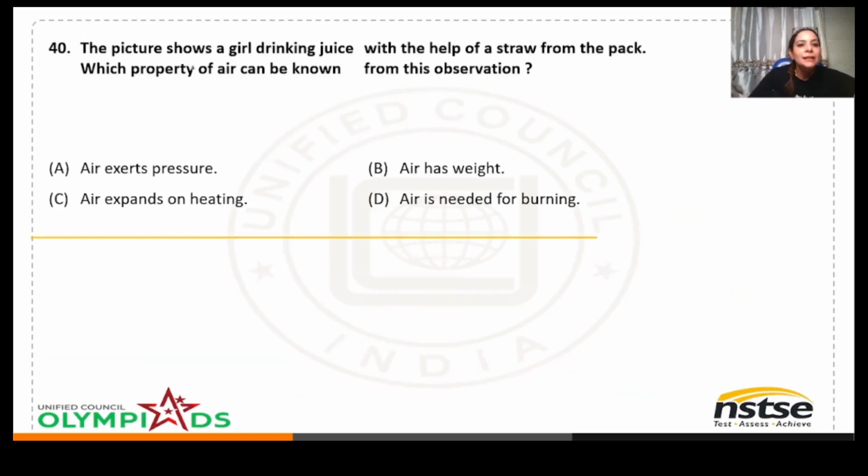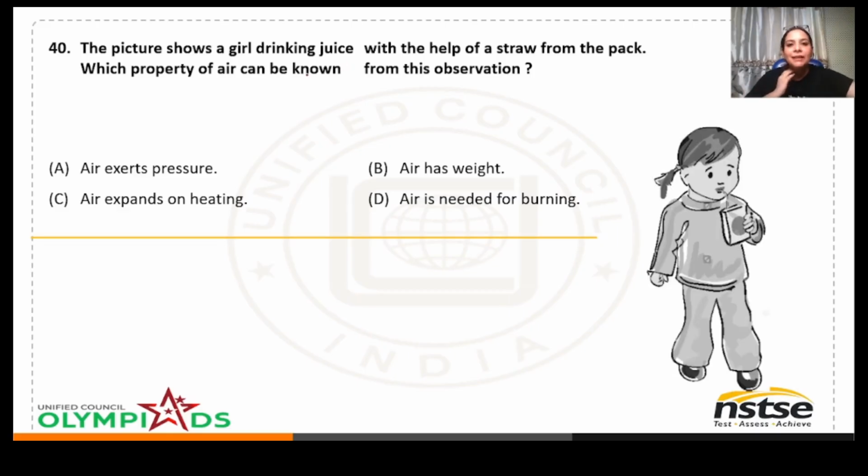Next question. The picture shows a girl drinking juice with the help of a straw from the back. Here we have a picture. You can see that the girl is drinking juice with the help of a straw. Which property of air can be known from this observation? Option A says air exerts pressure, B says air has weight, C says air expands on heating, and D says air is needed for burning.